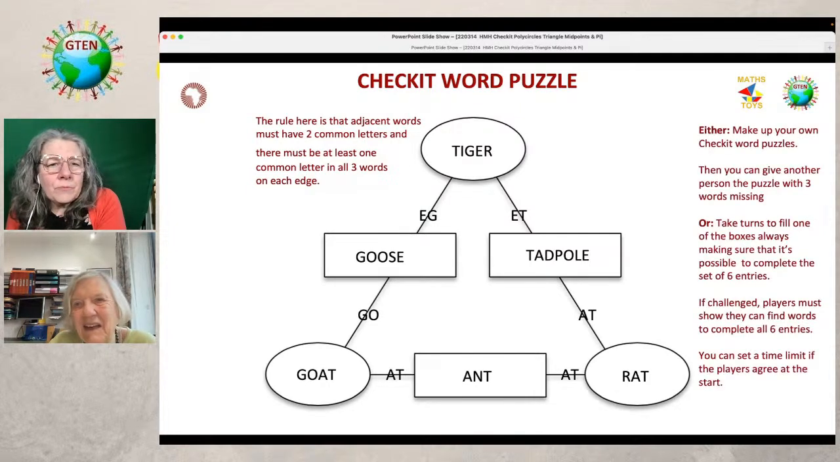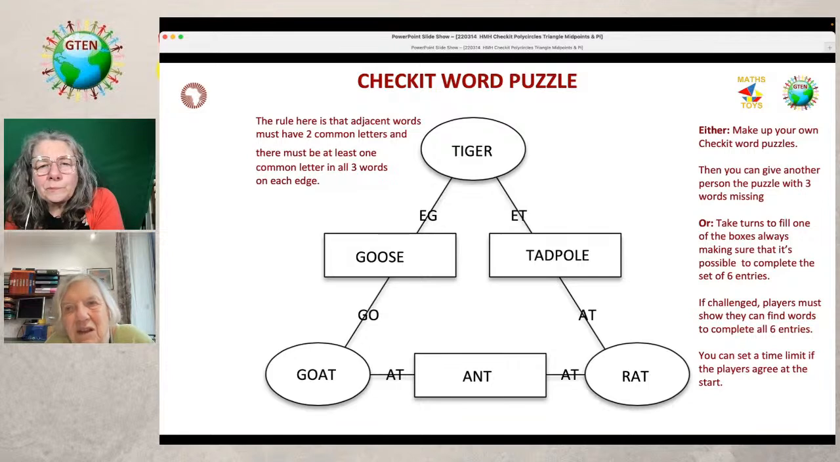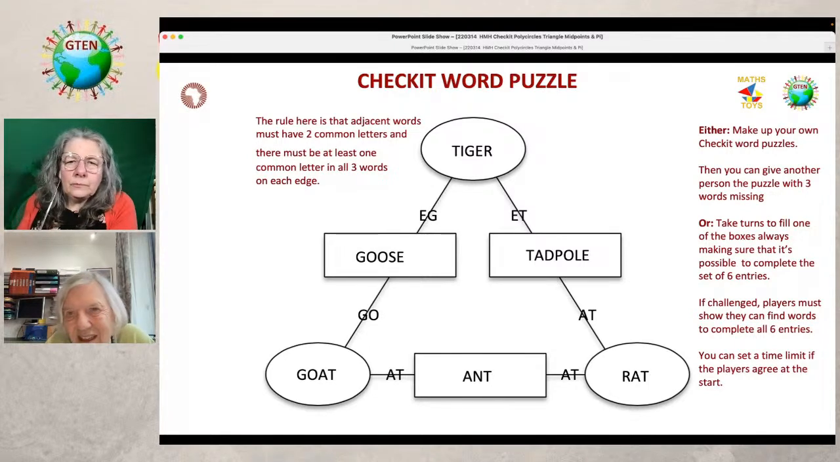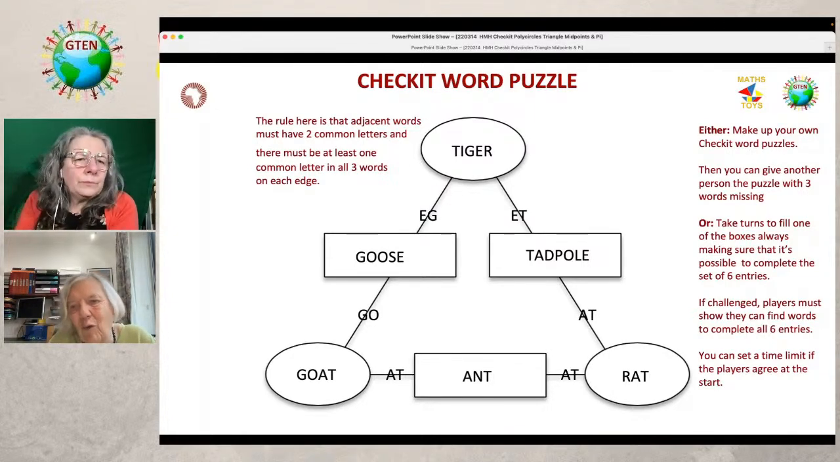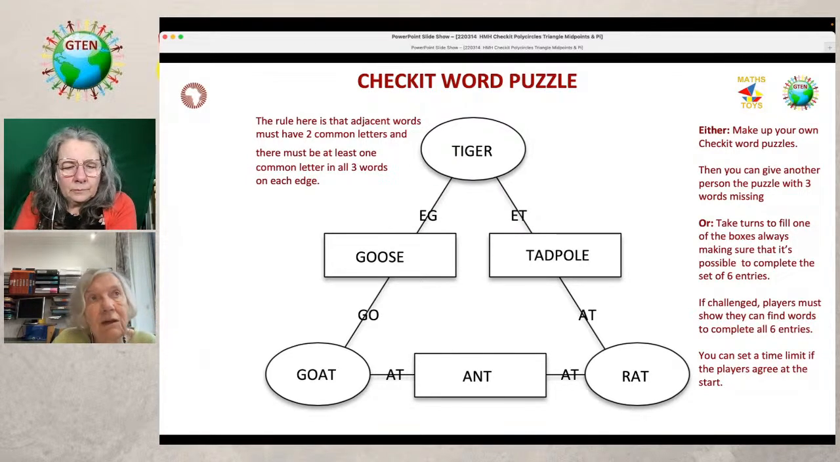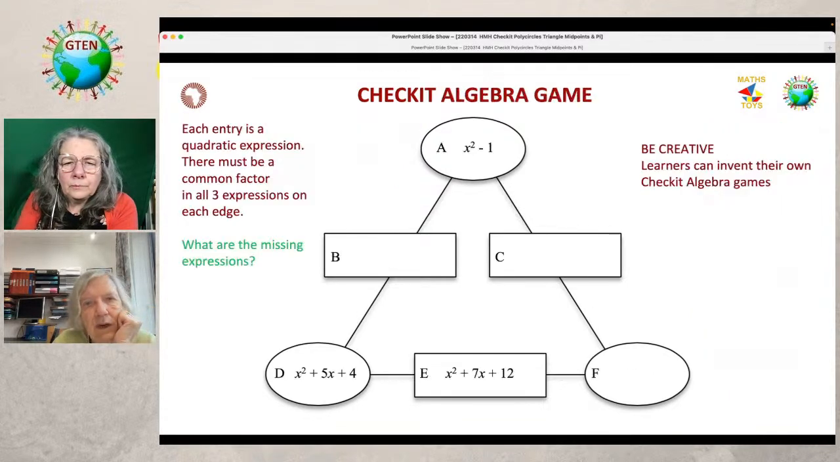Yeah. Okay, so you make up your own puzzles. You can give another person the puzzle with 3 words missing. You can take it in turn to fill in the boxes, always making sure that it's possible to complete it. If challenging, players must show they can find words to complete all 6 entries, and you can set a time limit if the players agree at the start. But actually, it's quite fun if you take even several days. You know what I mean? If you have this on the fridge, and you can't immediately think of a word, you think of one and then you go and fill it in when you can.